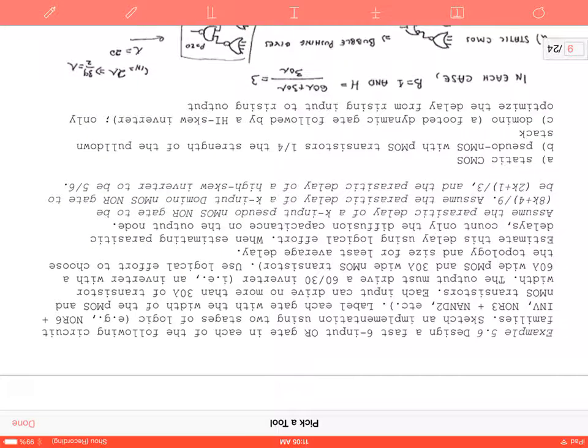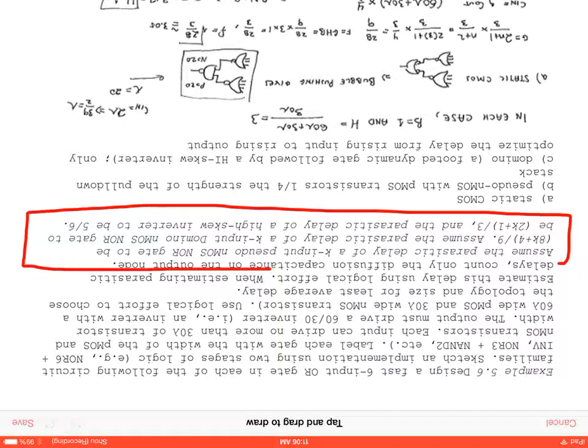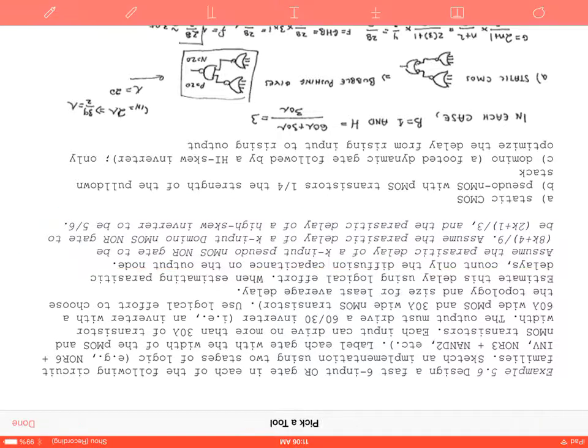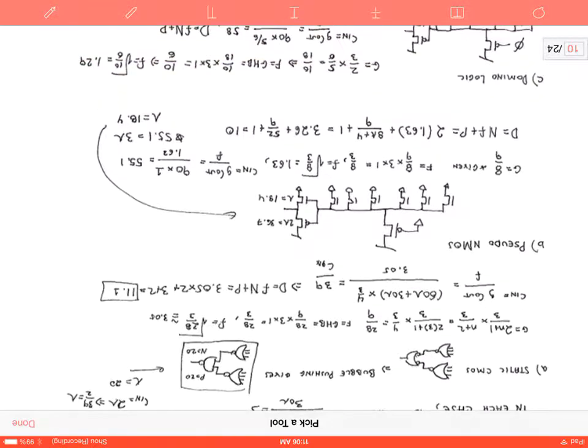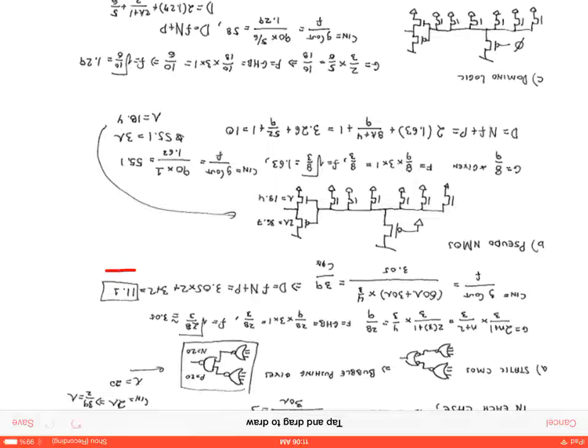Then we presented this problem. We had a 6-input OR gate with the following circuits. I included a number of assumptions for you here, so that way to reduce the complexity of the problem. Here, designing the static CMOS, then we designed a pseudo NMOS. We figured out the input capacitance, and I showed you how these sizes translate to the solutions we're getting.